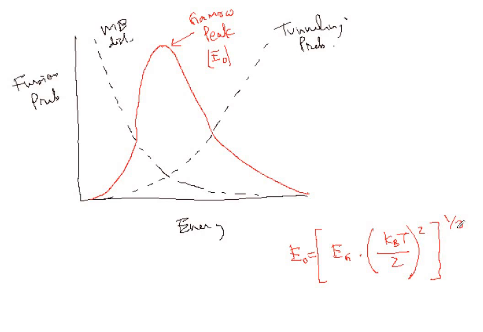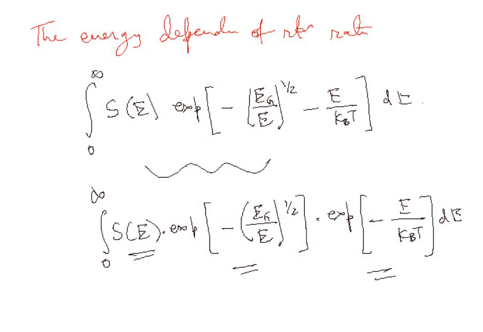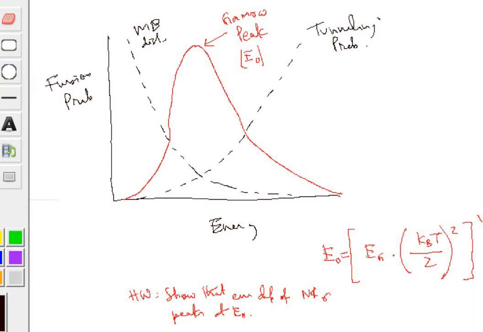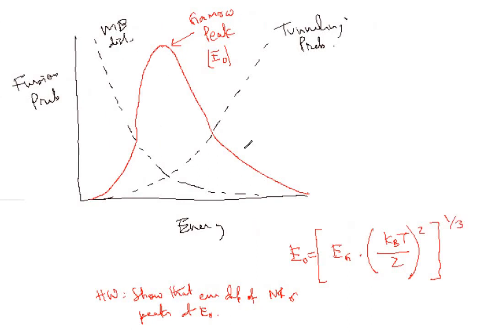And in fact I would like you to show this yourself. So this is a homework. So show that this energy dependence of nuclear reaction cross section peaks at E0. It's just a maxima minima problem. I'd like you to do this yourself. This is not very hard, but also quite instructive. Okay. Any questions till now?